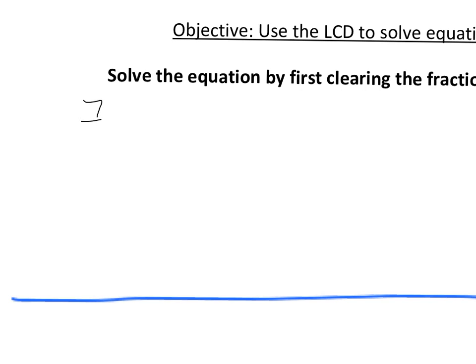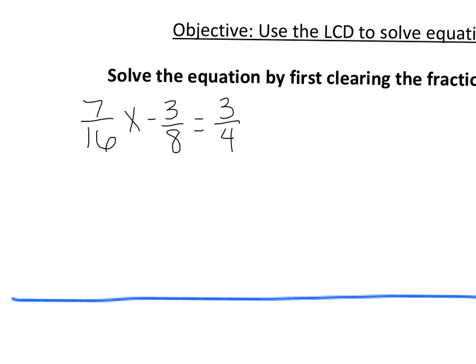7 over 16x minus 3/8 equals 3/4. Now, instead of isolating our variable, what we can do is get rid of all of the fractions. How we're going to do that: the first thing we need to do is look at every single one of our denominators, and find out what the least common denominator between all of these numbers is.